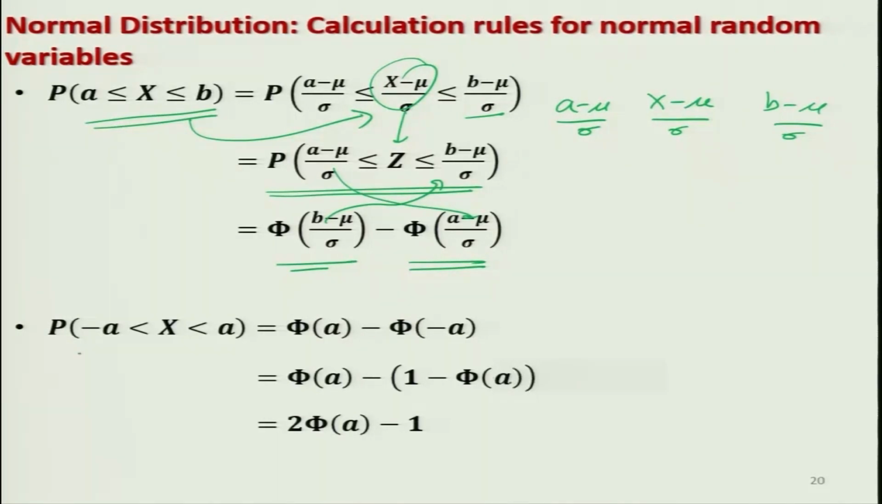And similarly, if you try to see the probability that x is lying between minus a and plus a, that can be written as the CDF at a minus the CDF at minus a, and the CDF at minus a is 1 minus the CDF at a. This can be written as twice phi of a, that is, twice the CDF of a minus 1.